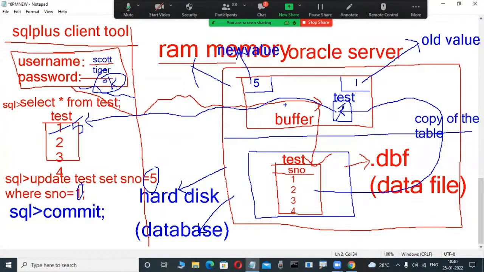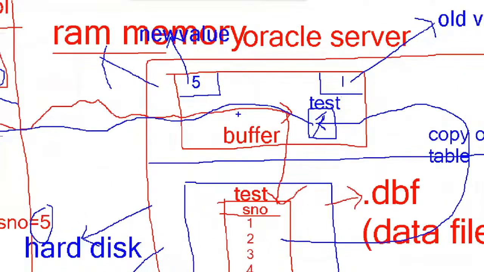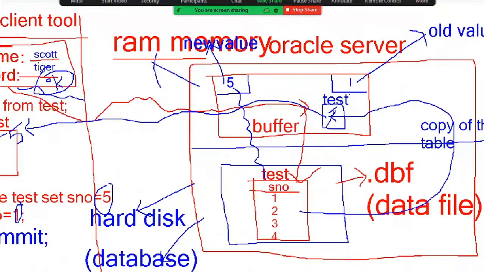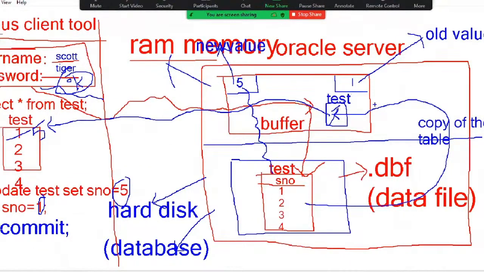Yes, a new value. What is the new value? 5. This 5 is automatically, permanently stored in a hard disk. In a disk only, automatically it will be stored. Commit means save the new value for the transaction, permanently stored in a hard disk. That is nothing but save.